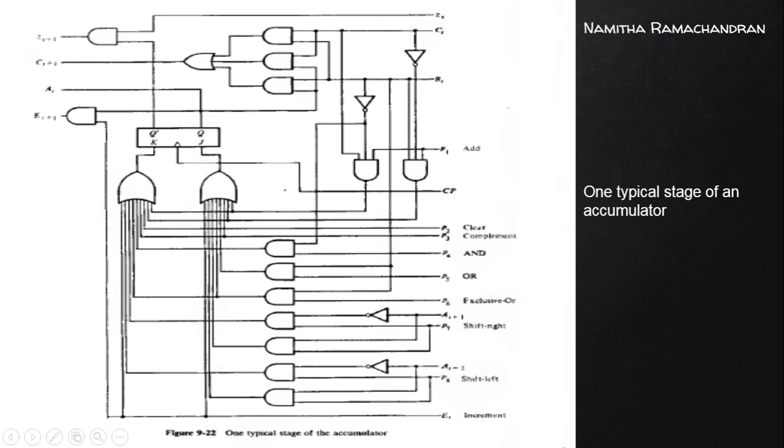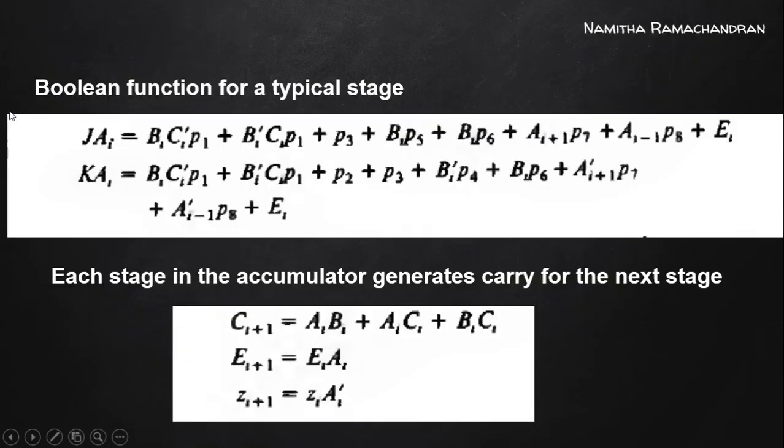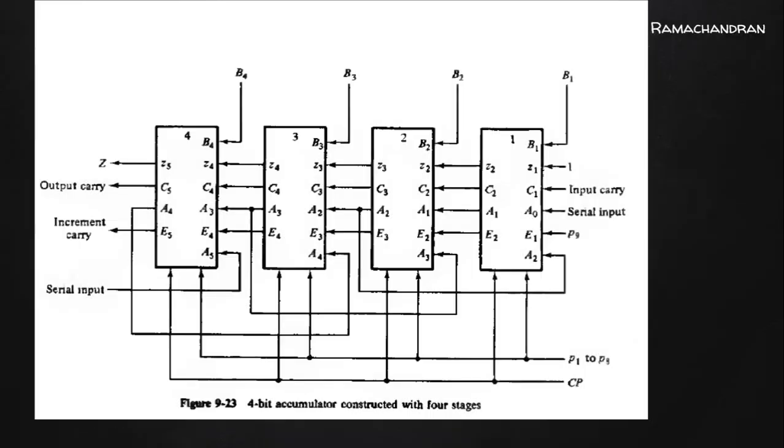So this entire diagram is derived from these Boolean functions: the expressions for J and K input of our current state, and these three expressions for carry output from the current state. Next is about the 4-bit accumulator constructed with 4 stages, an accumulator with 4 stages.